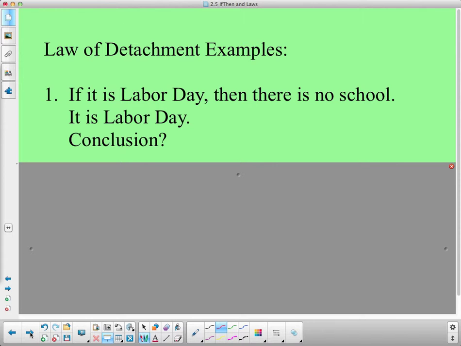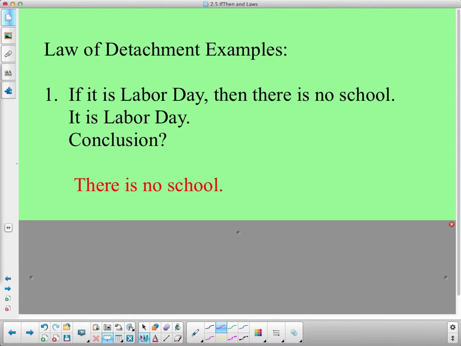True? Yes, true. It is Labor Day. Well, we should have said this on Monday, but it is Labor Day, we'll say is true. So then what conclusion can you come up with? True, there is no school. There is no school, correct. So if it's Labor Day, there's no school. It is Labor Day, so there is no school. That's your conclusion.